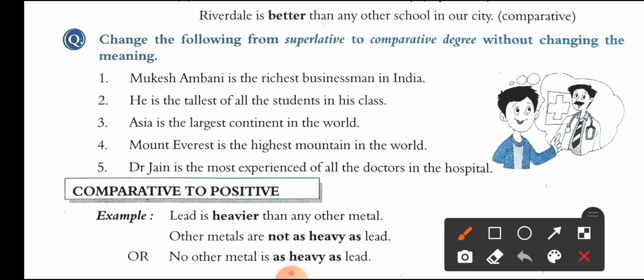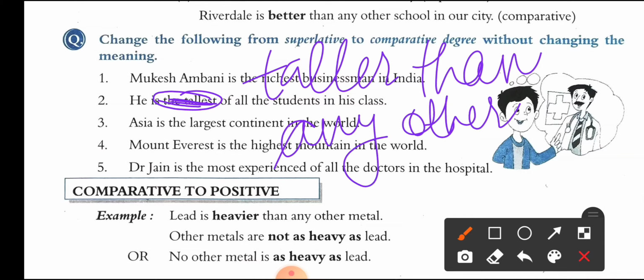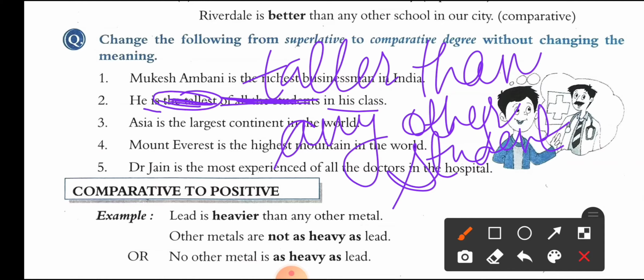So what you have to change here? The tallest, right? The tallest you have to change. So the answer will be, he is taller than any other student in his class. So all this you have to replace from here. He is taller than any other student in his class.